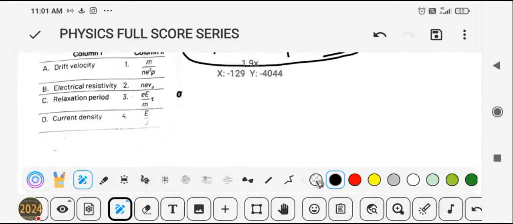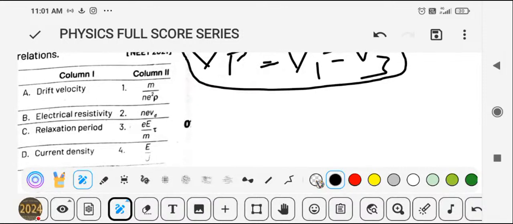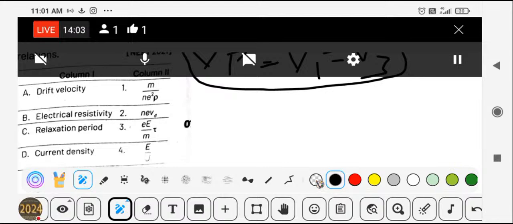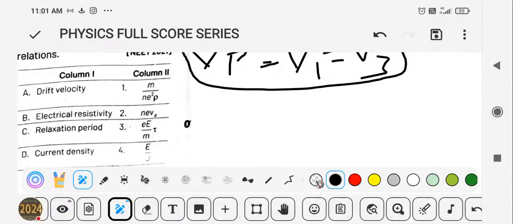The match the following question is given, and there are 4 formulas given in terms of the match the following. These are very important. How to solve this? Firstly, in column 1, drift velocity, electrical resistivity, relaxation period and current density are given. In column 2, some formulas are given. We have to find which formula is for what.